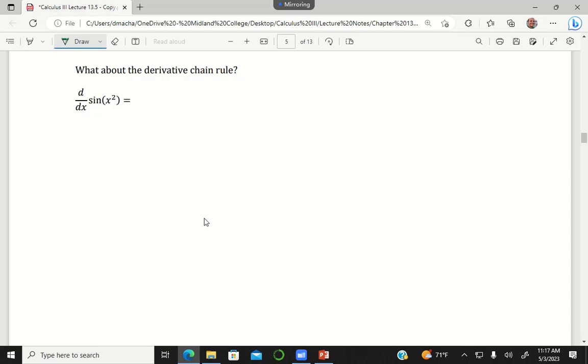If I have the derivative with respect to x of sine of x squared, I would first take the derivative of the outside function, and then I would take the derivative of the inside function, which is 2x, right?